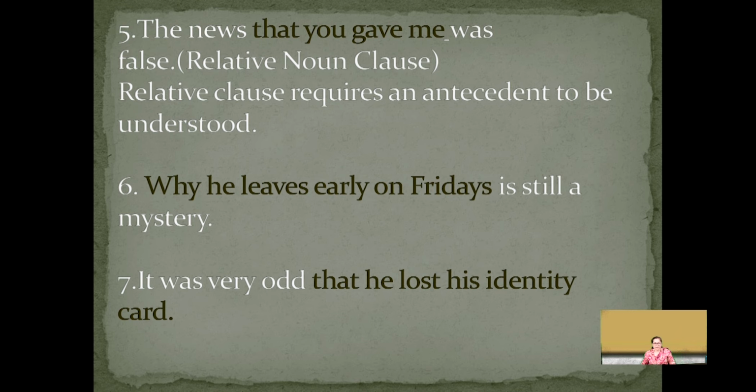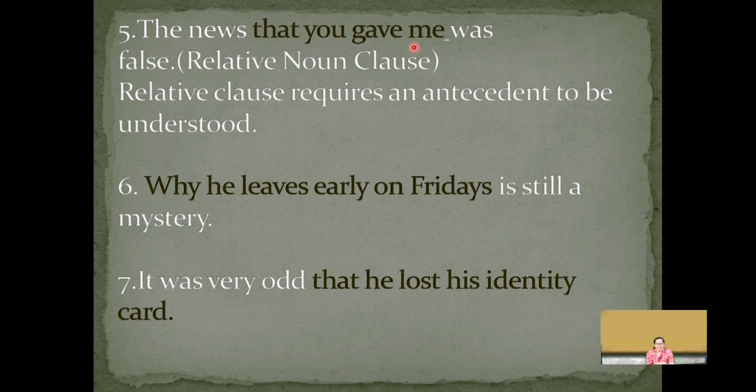Again, have a look at these sentences. The news that you gave me was false. Again here, there is some kind of an antecedent that has to be understood between the words and the phrases. The news, which news? That you gave me was false. So this is a case of a relative noun clause. This is just going into the minute details, but you just need to know how to identify the noun clauses or the main clauses or the subordinate clauses.